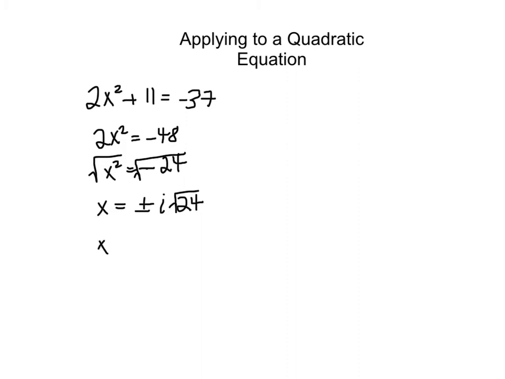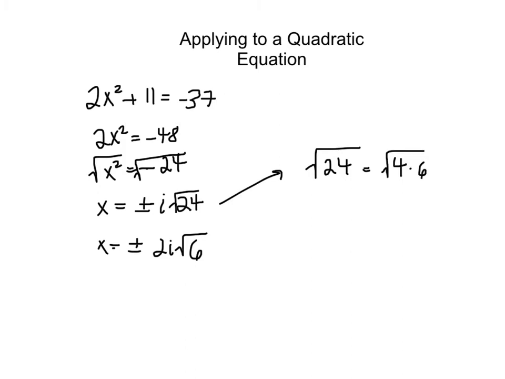This in turn can be simplified into plus or minus 2i root 6. Because when we simplify this, 24 is the same thing as 4 times 6, which is the same thing as 2 root 6. And we just have an i. This is our final answer: 2i root 6 and negative 2i root 6.